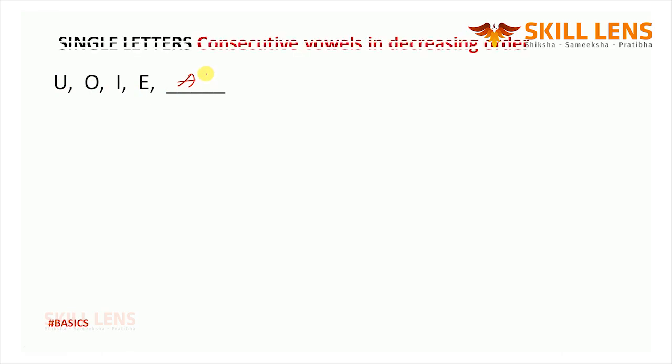I know these are basic ones, but you should know this. U, O, I, E. If you look at it, U, O, I, E, I am left with A. So these are single letters, consecutive vowels in decreasing order. Once you know this, the job is going to be very easy. After that we'll see a few more questions.